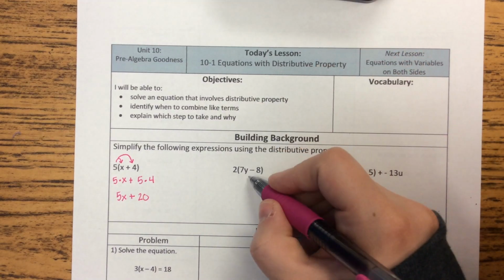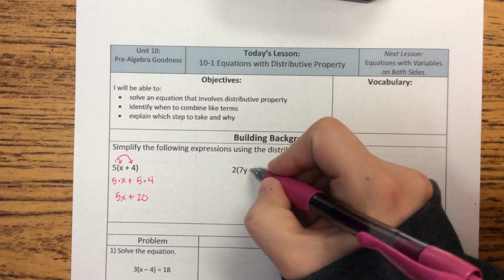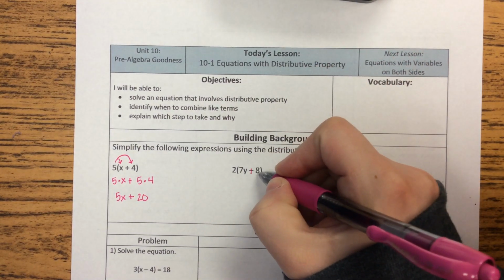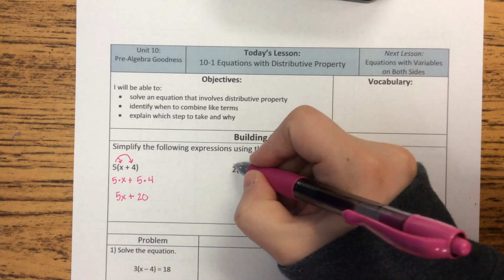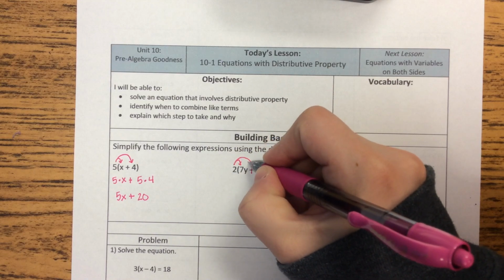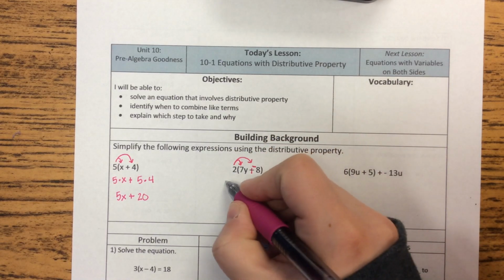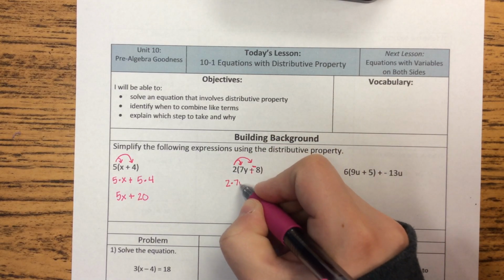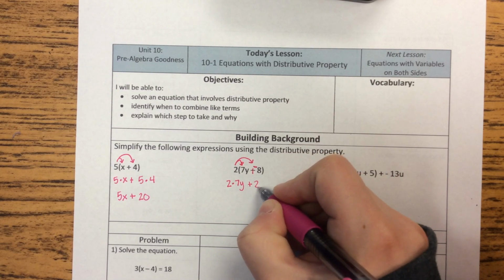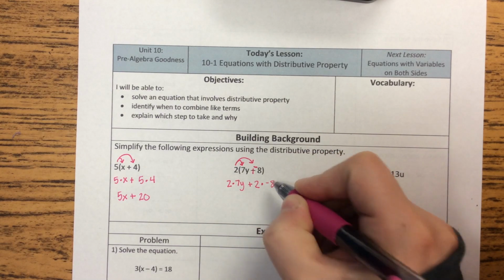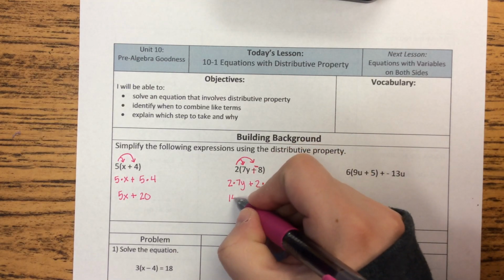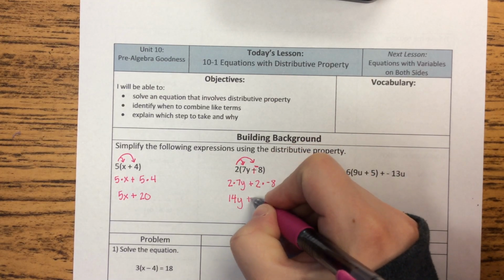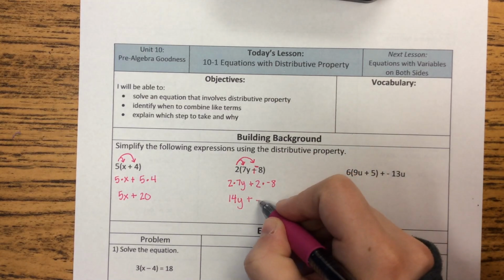Okay. So here, before I start, I'm going to change this to adding the opposite. So adding, and the opposite of a positive 8 is a negative 8. Okay, and then I'm going to go pew, pew. So I have 2 times 7y plus 2 times negative 8. And 2 times 7y would be 14y. 2 times negative 8 would be negative 16.